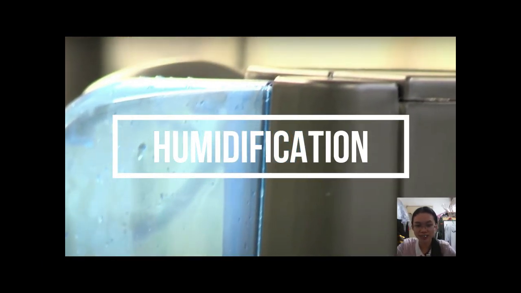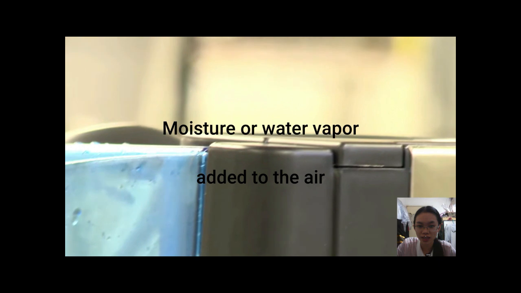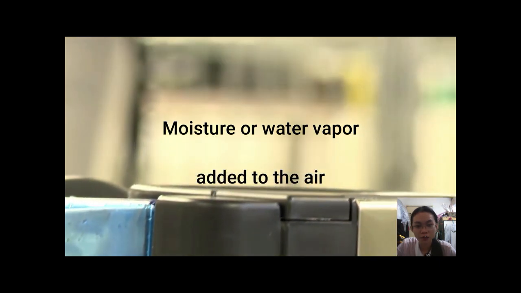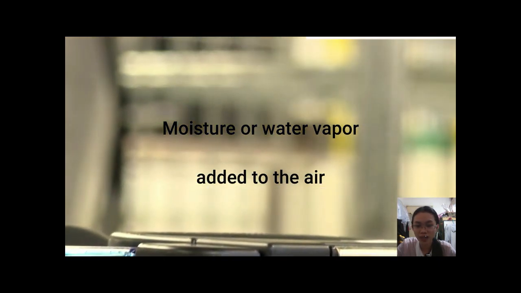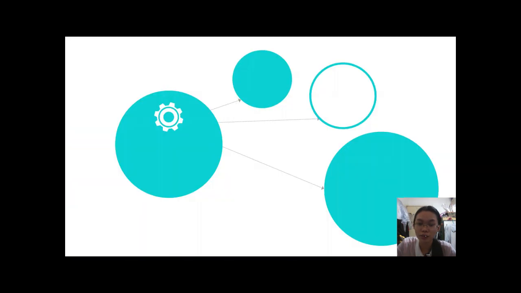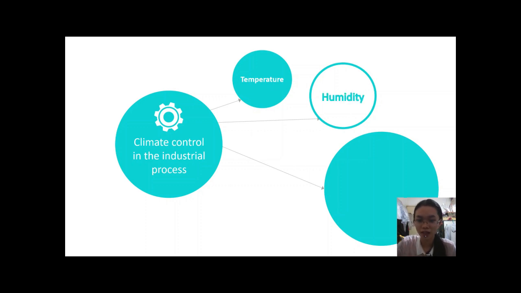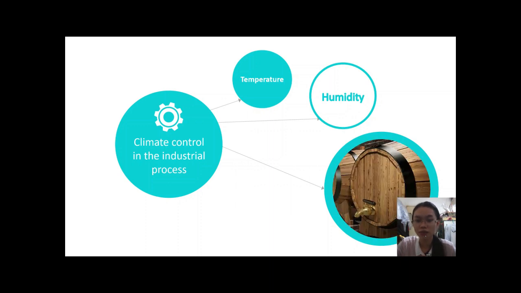Humidification is a process in which the moisture or water vapor is added to the air without changing its dry bulb temperature. Humidification is very important in industry when it comes to climate control in the industrial process. It is important to control the temperature and humidity in some processes. For example, the temperature and humidity for wine storage facility is very crucial for some reasons.